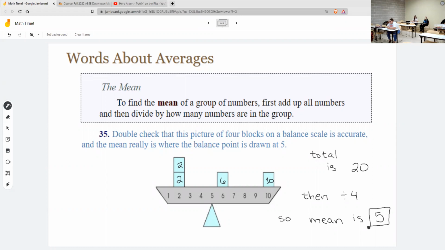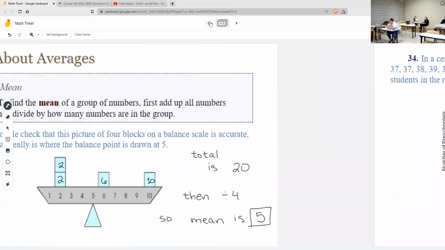Often the data is just kind of more messy, more than 4 things, weirder numbers. So we can't picture it on a balance scale as well. Let's do one like that.